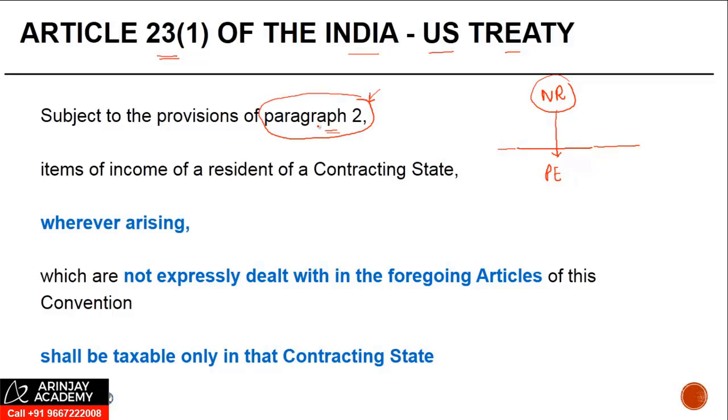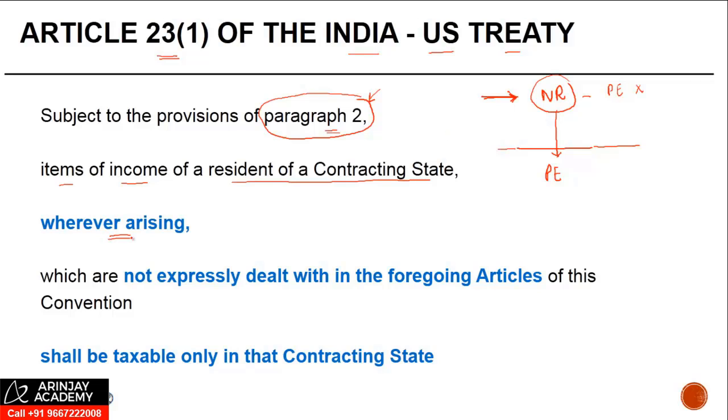right? Which means that what we are talking about here in Article 23(1) is a non-resident who either does not have a PE in India or the income is not covered for the purpose of paragraph 2, because paragraph 2 is going to override what we discuss here. So subject to the provisions of paragraph 2, which we are going to see a little later, items of income of a resident of a contracting state. So items of income of the non-resident, right?